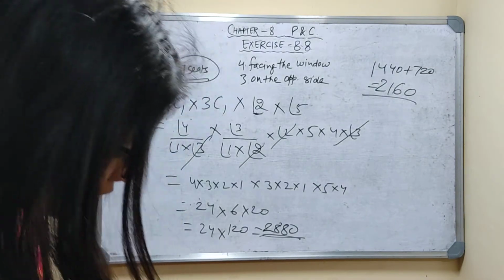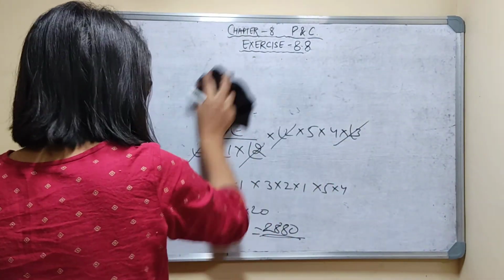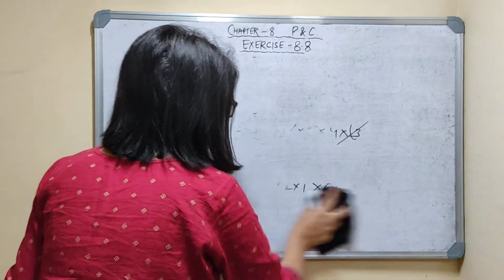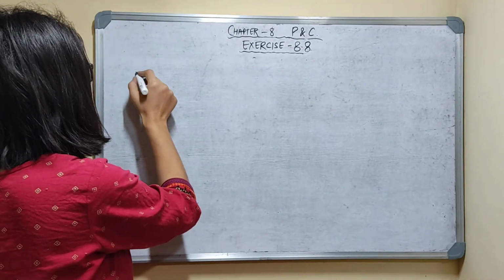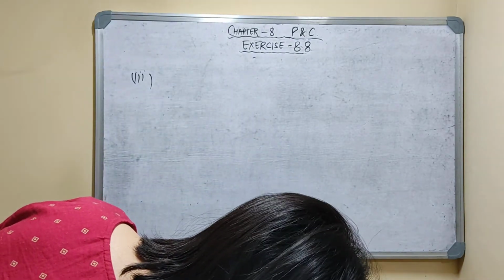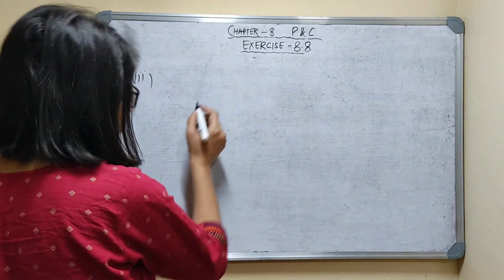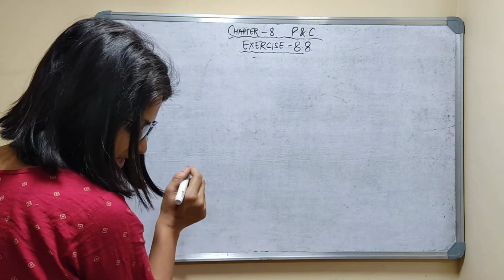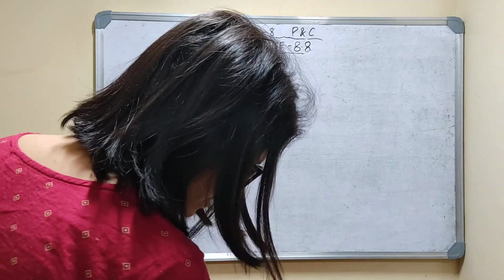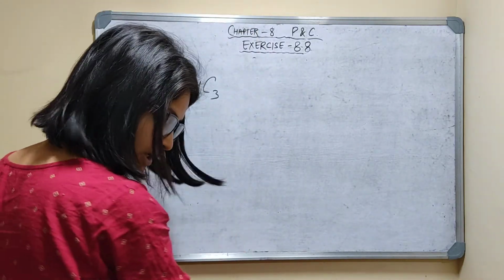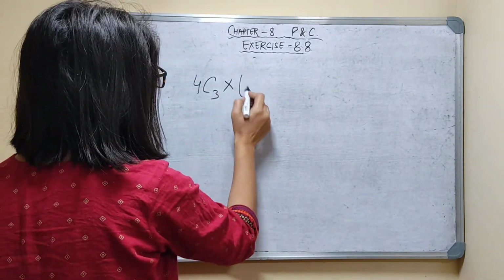Now, third part. If 3 people, X, Y, Z, must sit on the side facing the window. There are four seats facing the window, so from these I have to choose 4C3. Is it clear? 4C3, and these 3 can arrange themselves in factorial 3 ways.